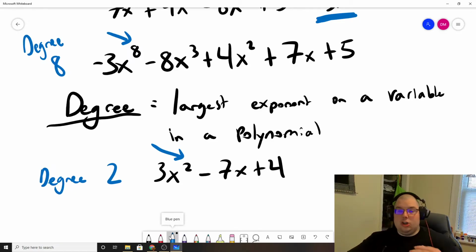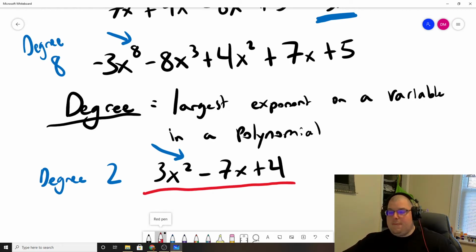Later on, the degree of a polynomial is going to tell us more information, so it's going to be wise for us to understand 1, what the degree is, 2, how to find it, and 3, I'm hoping you can understand right now that when the polynomial is listed in standard form, that degree is going to be the first variable you come to.